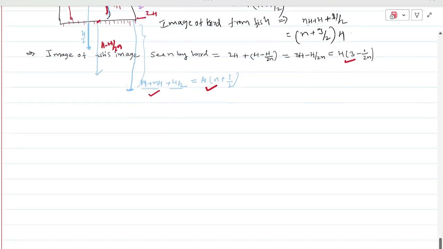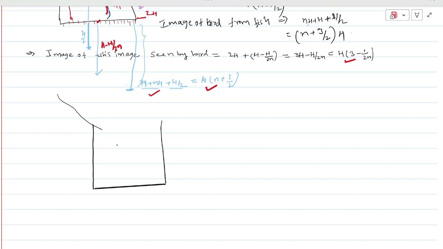For example, one more application on refraction. Here there is a beaker, and the light ray is coming like this. If it is an air medium, it will go to this bottom corner. This is the width b.